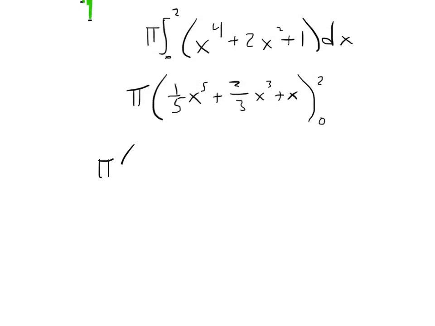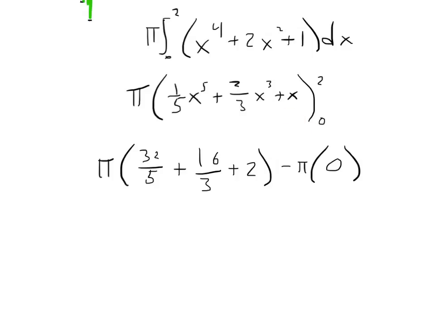So now we have pi times. If I plug 2 into all of these things, I'm going to end up with 32 over 5 plus, let's see here, 16 over 3 plus 2 minus pi times. And in this case, when I plug 0 into all of these places, they all end up being 0, so we don't get anything there.